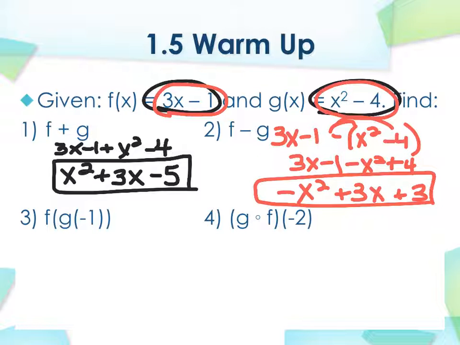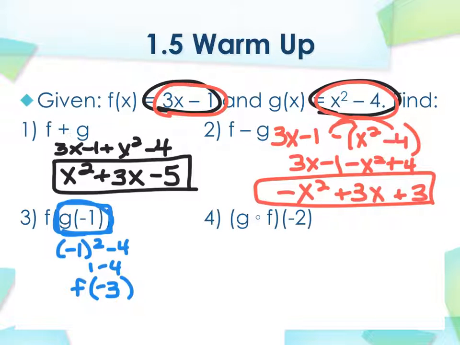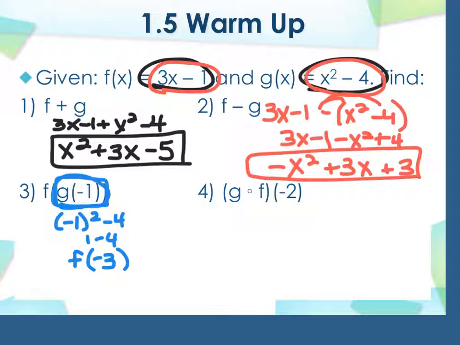Good so far. All right, then we have the composite function. So remember, we work inside out. So I would do g of negative 1 first. That means take negative 1 and plug it into my g of x. I get 1 minus 4, which is negative 3. That takes the place of this whole part, which means the second thing is to find f of negative 3, which would be 3 times negative 3 minus 1, negative 9 minus 1, which is negative 10. And then that is your answer. Not a two-part answer, but what you get at the very end.